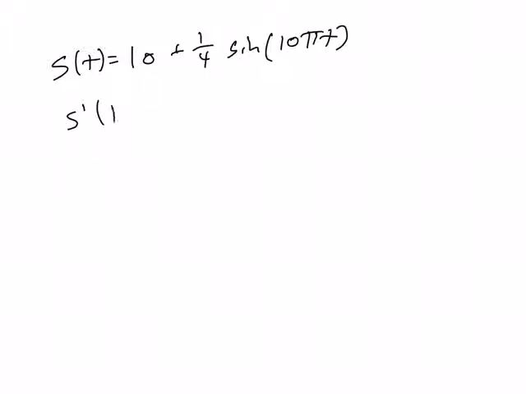The displacement of a particle in a vibrating string is given by the equation s(t) is equal to 10 plus 1 over 4 sine of 10 pi t. So we want to find the velocity of the particle and the acceleration. Find the velocity. Okay, so s prime of t is going to give us a fourth cosine of 10 pi t times the derivative of this, which is just 10 pi. So that's that.